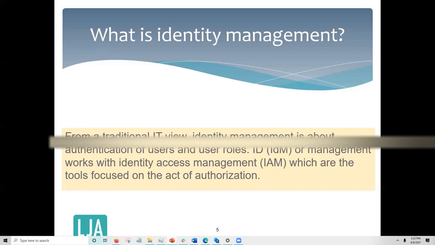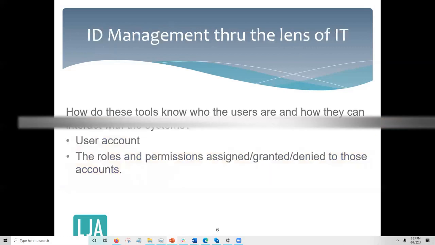It has been viewed almost solely through the lens of those user roles and their access to some particular software or system. So, it's really about how do these tools know who the users are? And then how the users can interact with the system. So what permissions do we give them? What roles do we give them? And this really is focused on user accounts and then those roles and permissions.